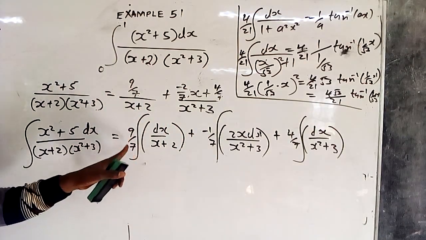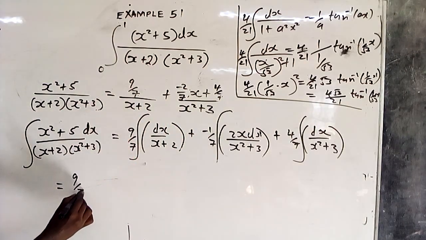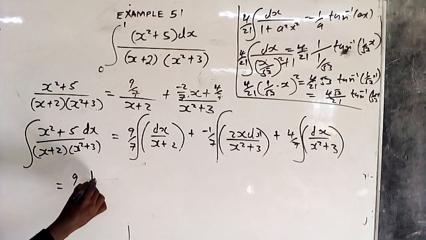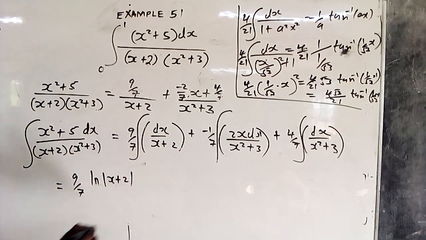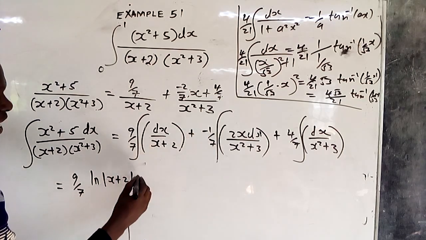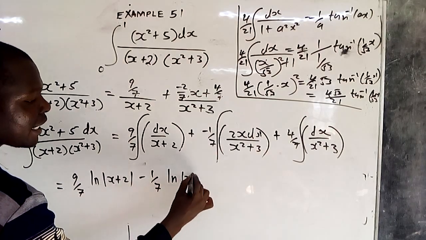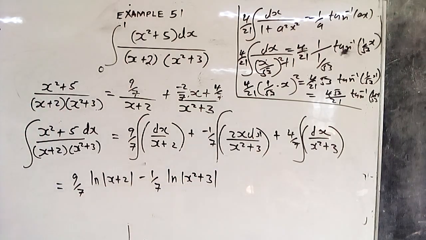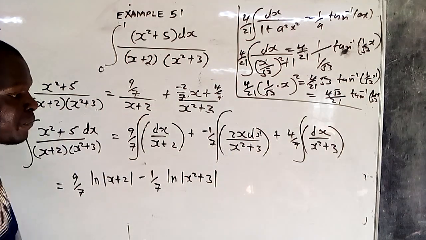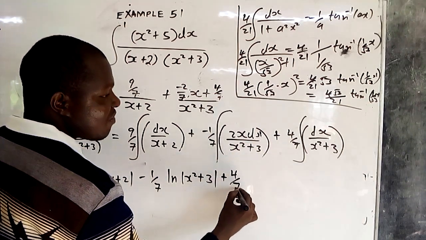So start. This is 9 over 7. If you integrate the x over x plus 2, you get ln of x plus 2. You are done with that. Then here we have minus 1 over 7. If you integrate this, you get ln of x squared plus 3. We've done with that, isn't it? Then the last one, we have 4 over 7.